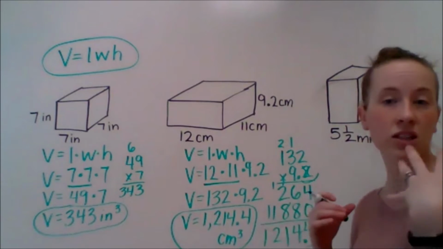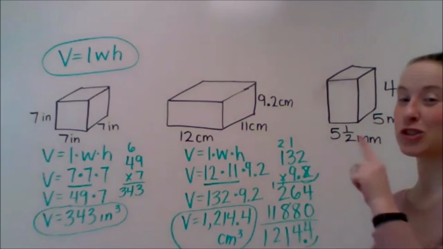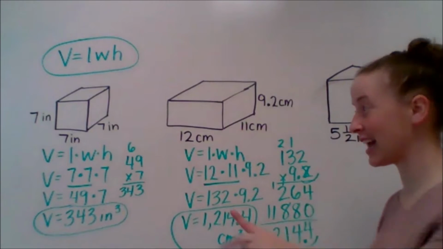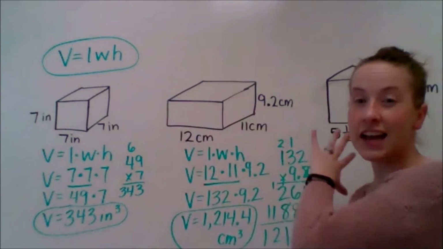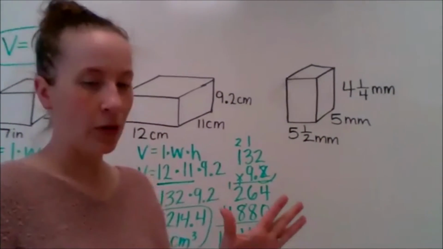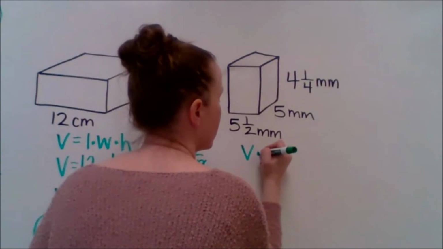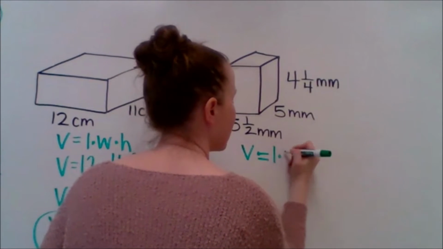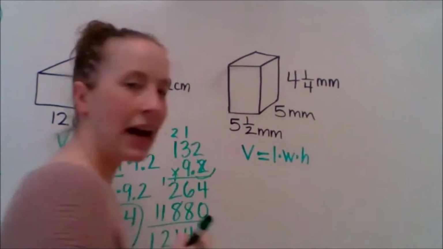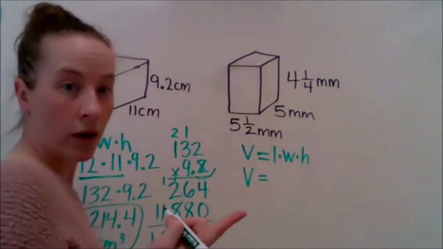Okay, the last one I want to do is I just want to show you that this also works with some fractions, and this one should be a freebie for your assignment today. These ones were just examples, and now we're on to our freebies. So once again, I'm going to model what I would do from start to finish. So I always write my formula. Volume equals length times width times height. I'm going to plug in or substitute each one of those measurements.